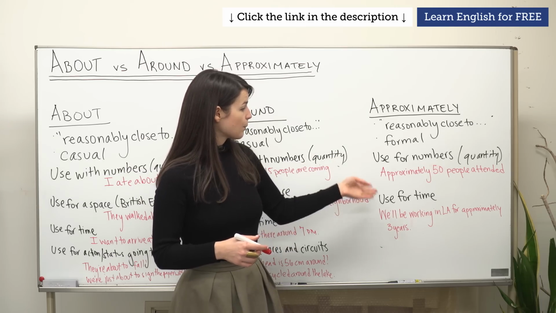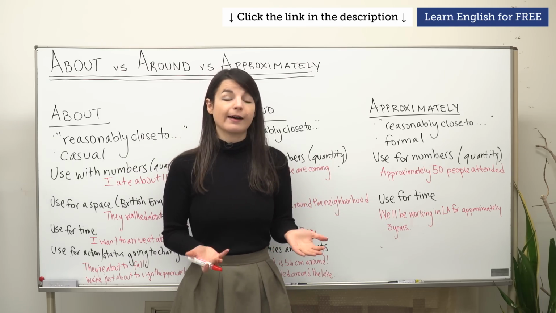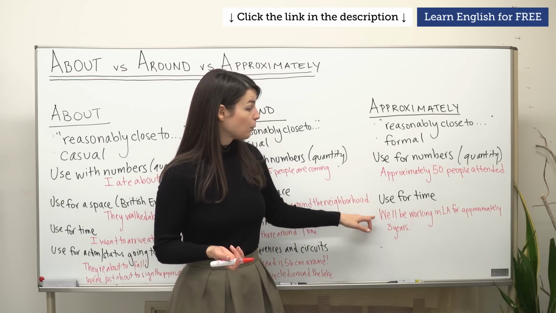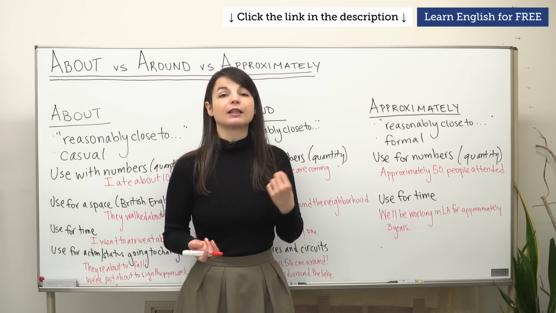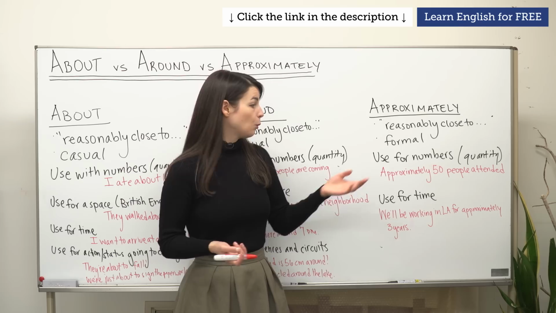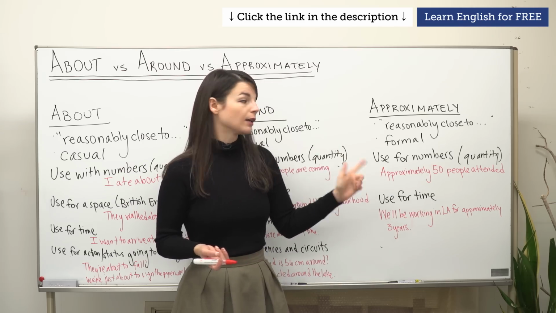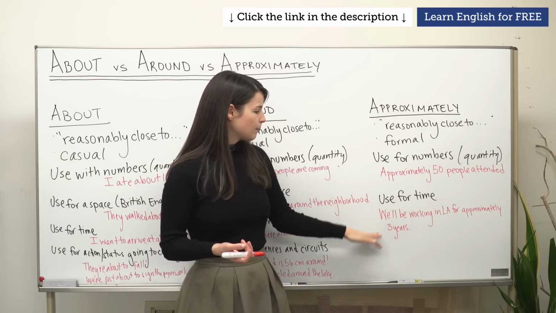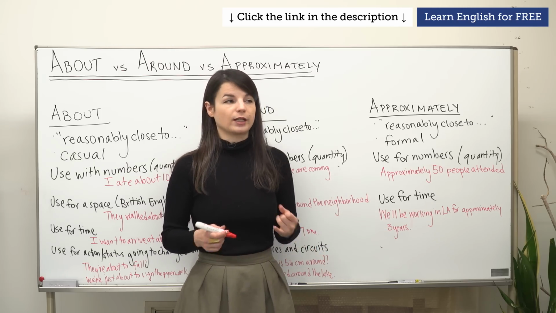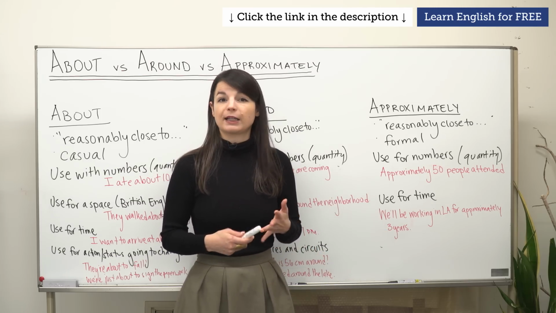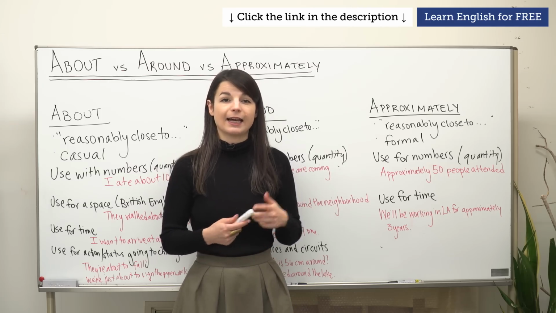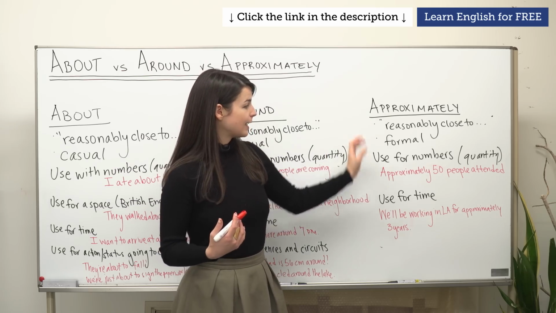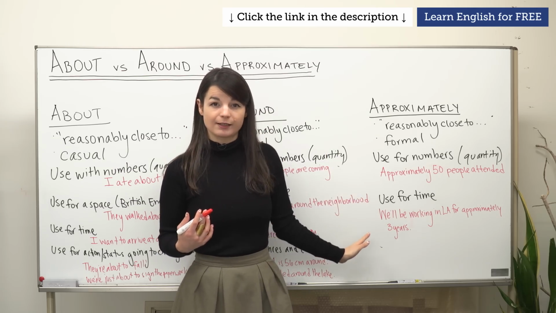All right. We can also use approximately for time to make a time estimate sound a little bit more formal. For example, "we'll be working in LA for approximately 3 years." So again, we could use around or about here, but approximately sounds a little bit more formal, and so this maybe is a sentence we could use in a business presentation or when explaining a plan, something like that in a more formal situation. So please keep in mind, approximately has fairly limited uses.